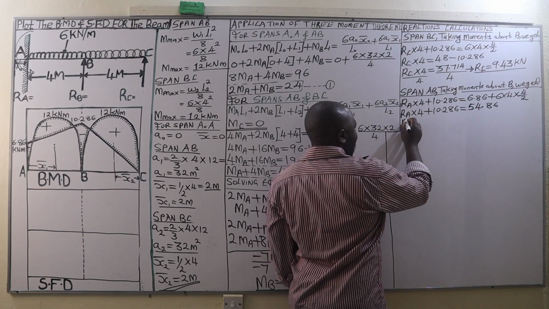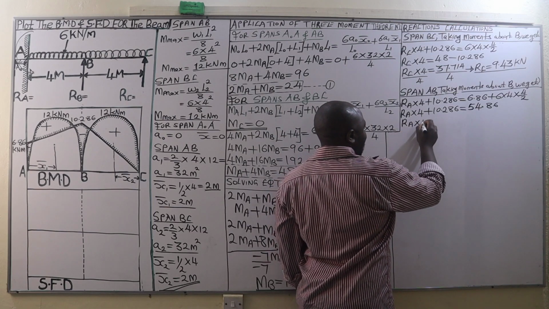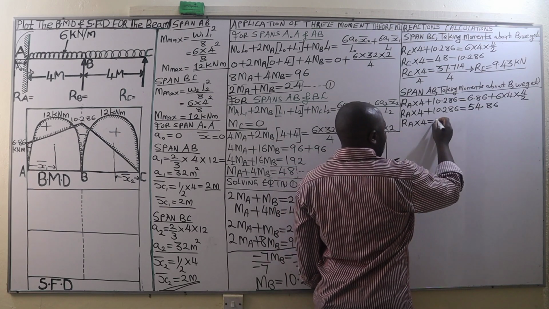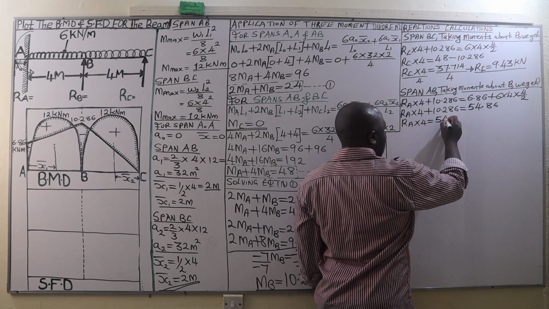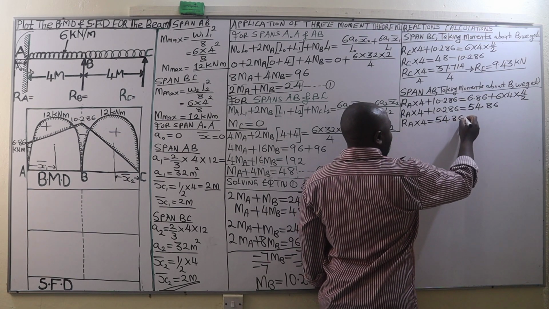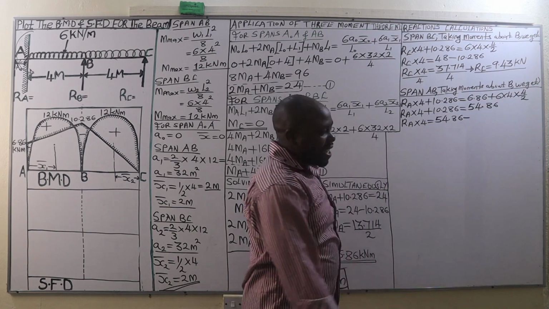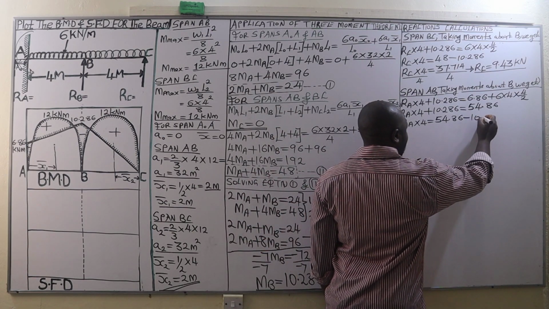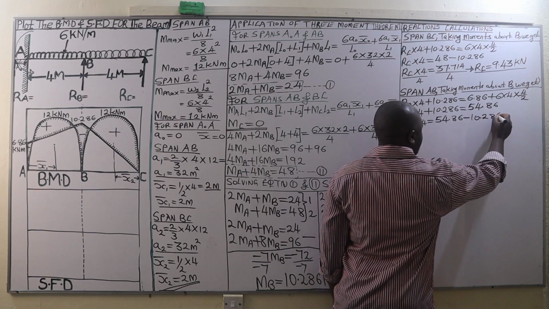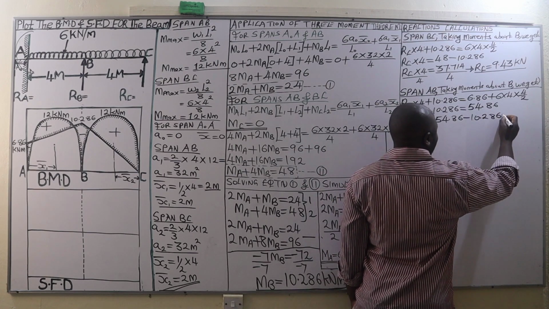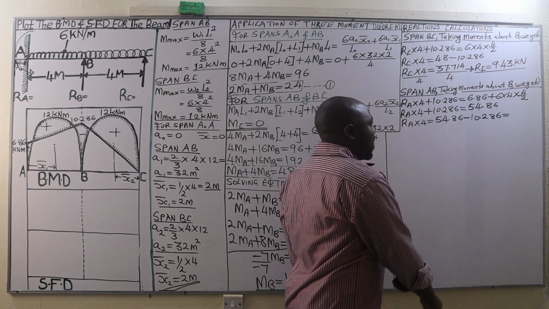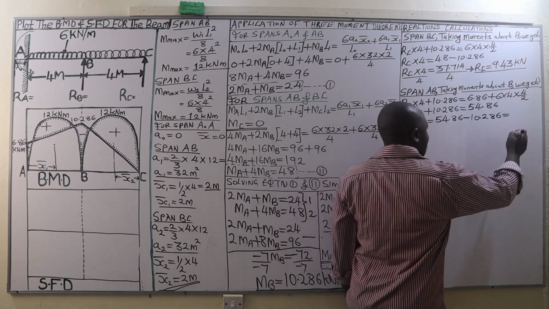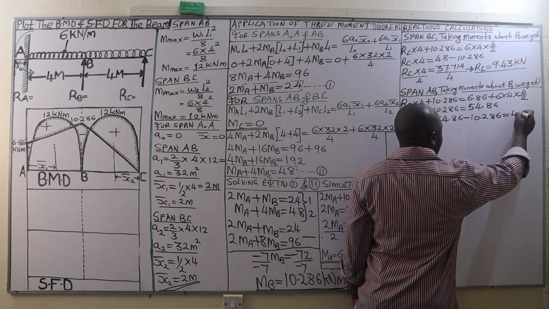This is going to be RA times 4, which is going to be equal to 54.86. We subtract 10.286. So minus 10.286. And when we do that, that is going to give us 44.574.